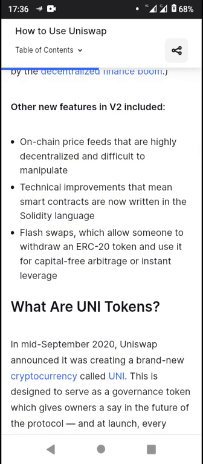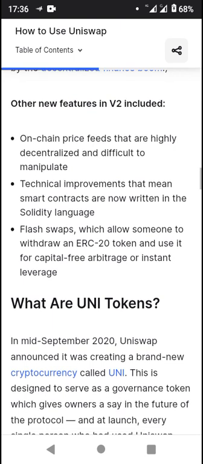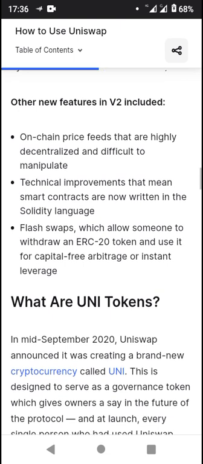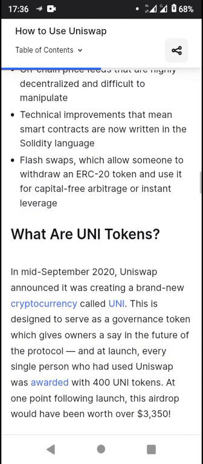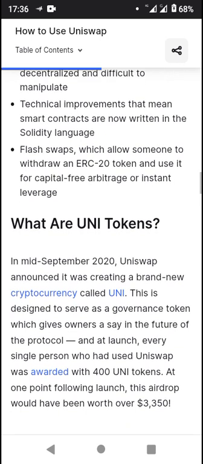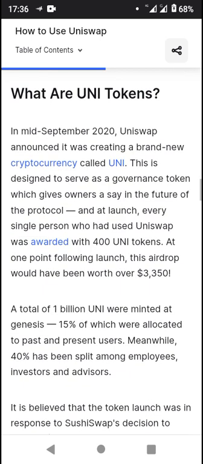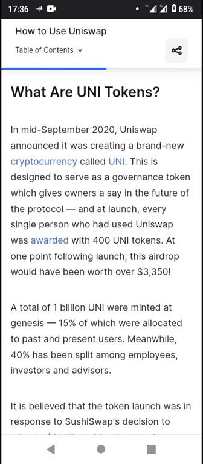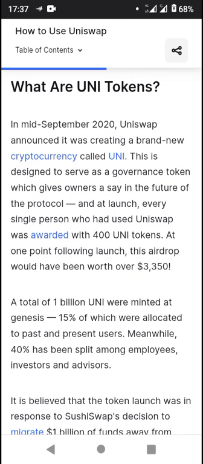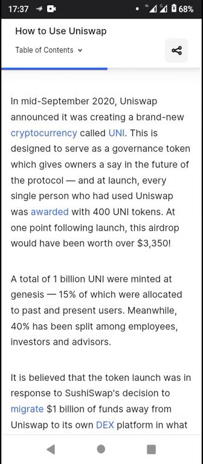Other new features in version 2 included on-chain price feeds that are highly decentralized and difficult to manipulate. Technical improvements mean smart contracts are now written in the Solidity language. We have flash swaps, which allow someone to withdraw an ERC20 token and use it for capital-free arbitrage or instant leverage. So what are UNI tokens? In mid-September 2020, Uniswap announced it was creating a brand new cryptocurrency called UNI. This is designed to serve as a governance token which gives users, owners, a say in the future of the protocol.